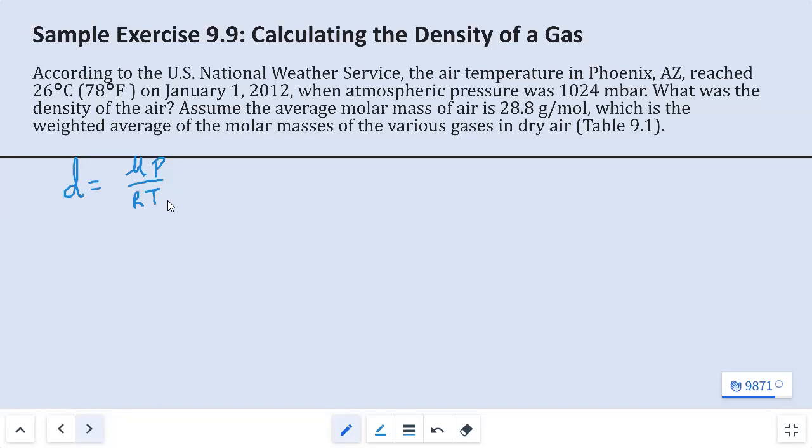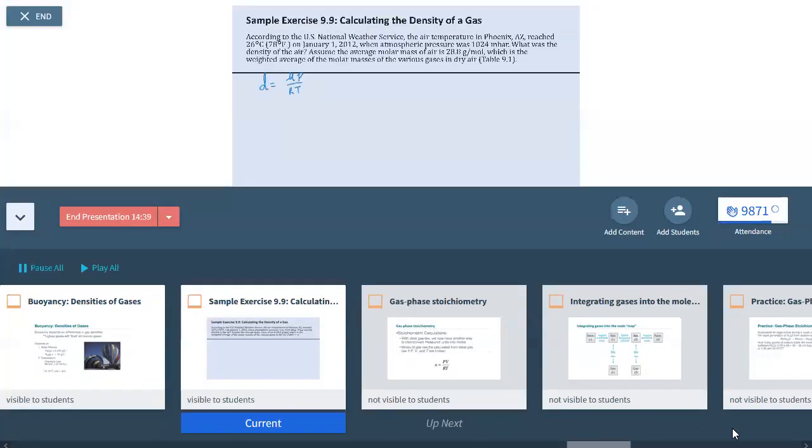And really the only thing that's stopping us here is we have a pressure in millibar, but we don't have an R value in millibar, so we would have to do that conversion. The conversion itself, not too terribly difficult. We just need a table of conversion values.